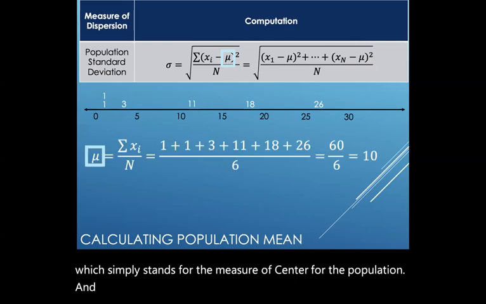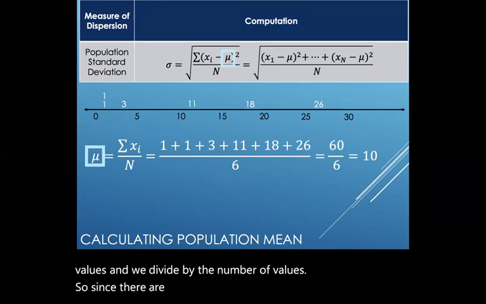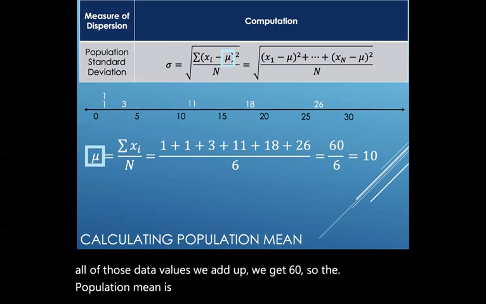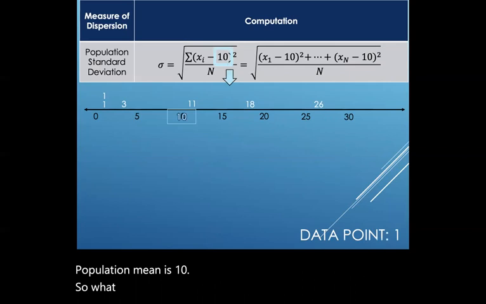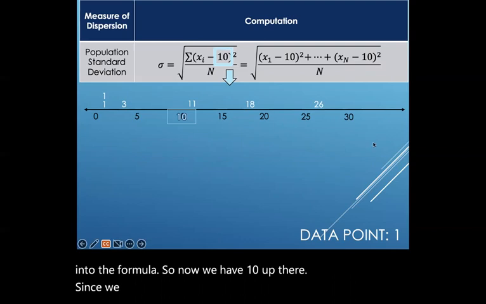And we've already done this calculation before. We add up all the values and we divide by the number of values. So since there are 6 data points, we're going to divide by 6. And all of those data values we add up, we get 60. So the population mean is 10. So what we're going to do is substitute that value into the formula. So now we have 10 up there, since we know what the mean is.